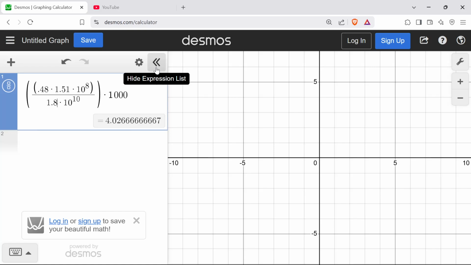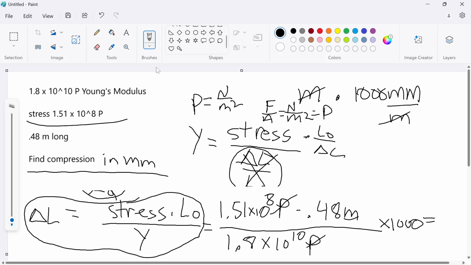Depending on where you're entering it and how it wants you to enter it, it could say round to the nearest whole number, round to the nearest tenth, but this is the exact answer. This is the approximate answer, I'm just going to round it to 2 decimals: 4.03 millimeters.